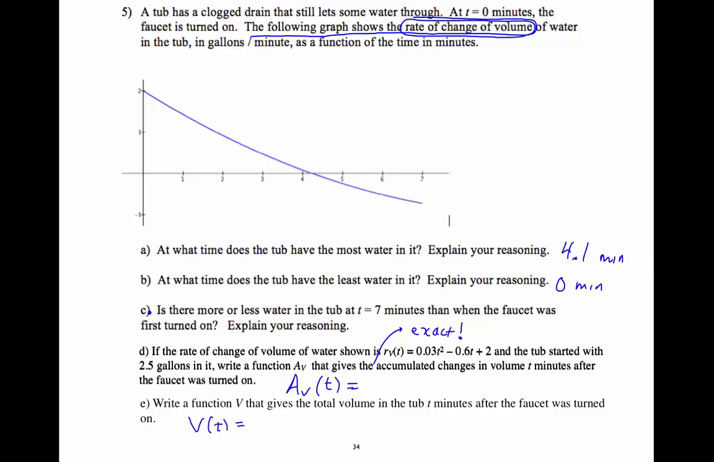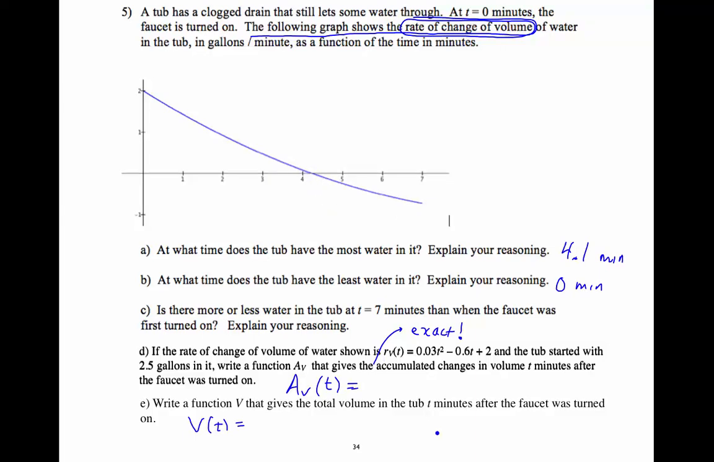We're going to skip C. Well, let's just say, those are more or less the same question. More or less water at t equals 7 than at 0? More at time 7 than at time 0. More water. But the most water is at 4.1 minutes.